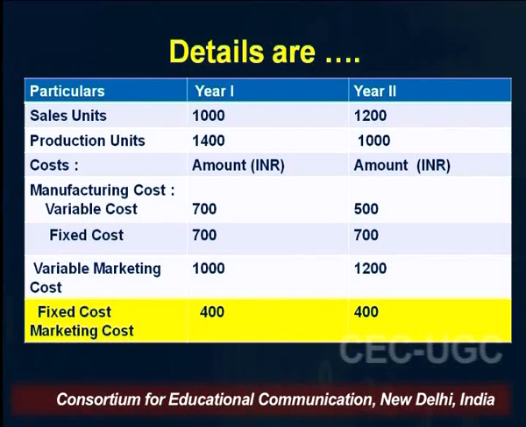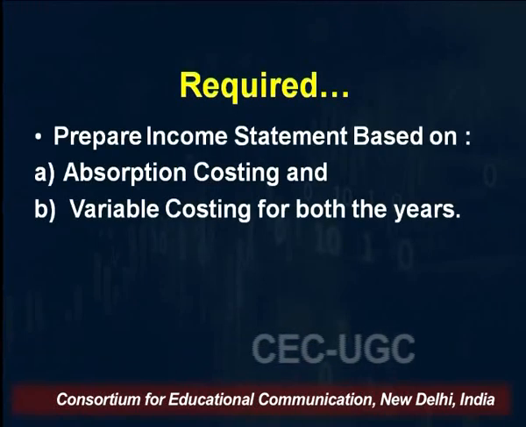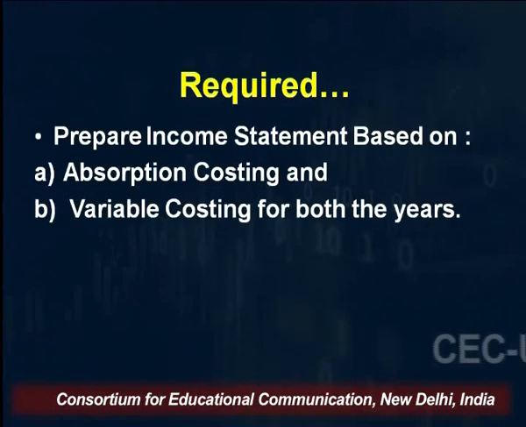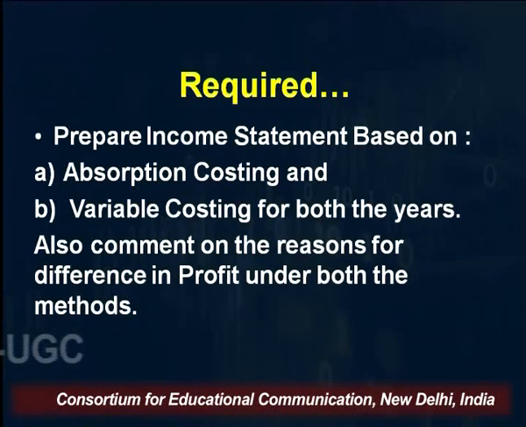So in this question for the first year, production is greater than sales. So what will happen? It will result in closing stock, and obviously your profit in absorption costing will be higher than the profit under marginal costing. So I know the direction of the answer. I have to first establish the direction of my answer. Manufacturing cost is given, fixed cost is given, variable cost is given. Now let us solve. They are asking you to prepare the statement as per absorption costing and variable costing, and also to comment on the reasons for the difference in profit.